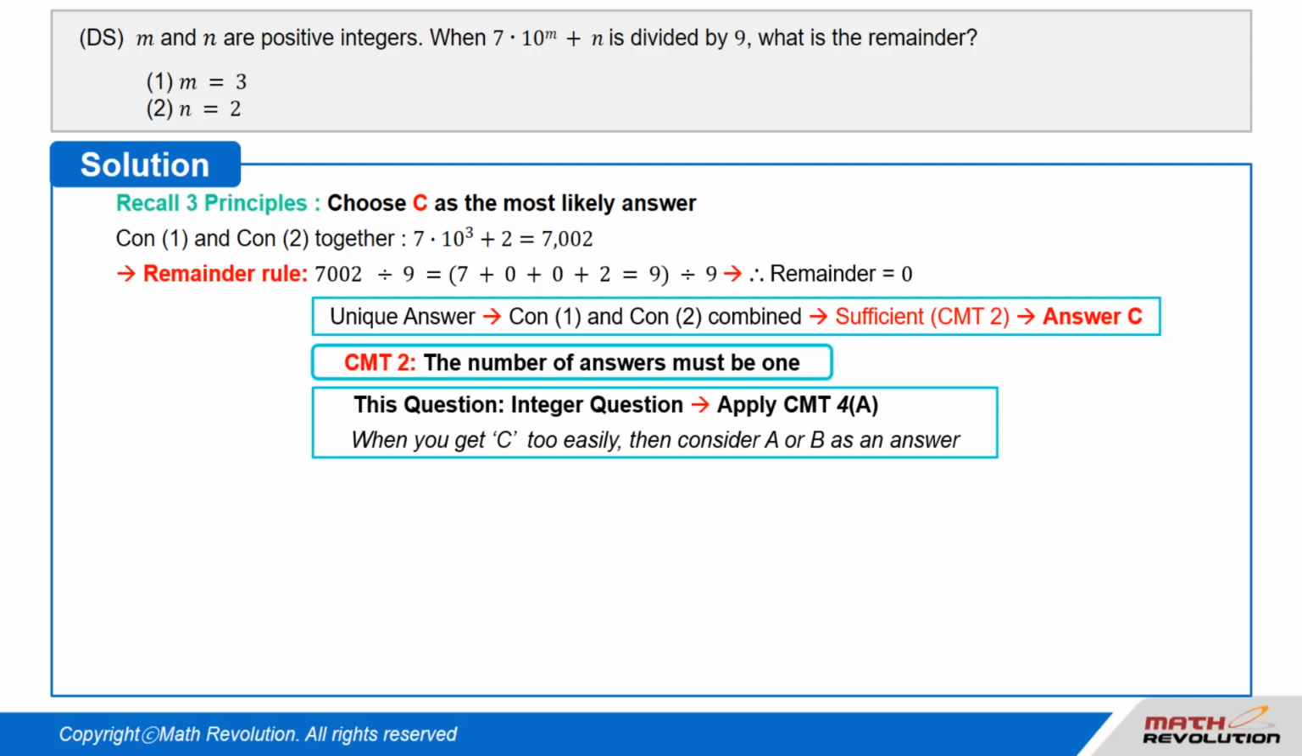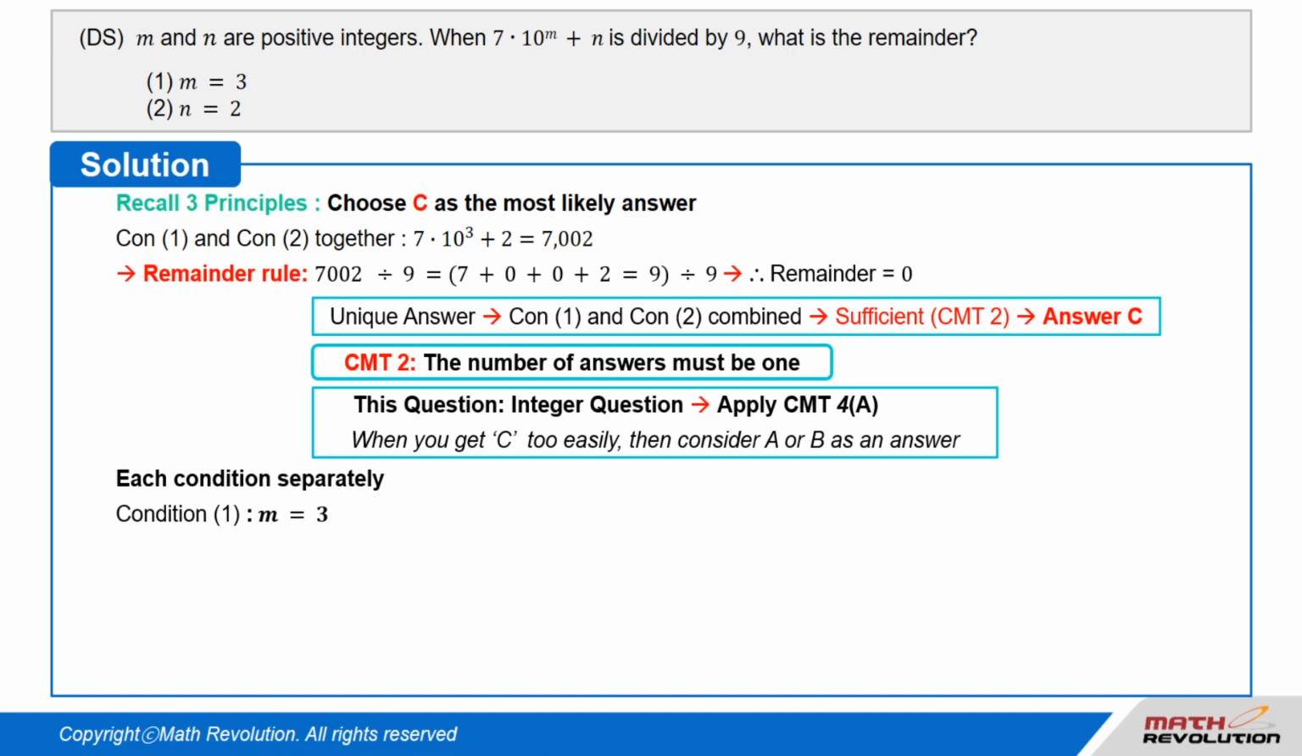However, since this question is an integer question, which is also one of the key questions, we should apply CMT4A, which states that if you get C as an answer too easily, then consider A or B as an answer. So, we have to consider each condition separately.